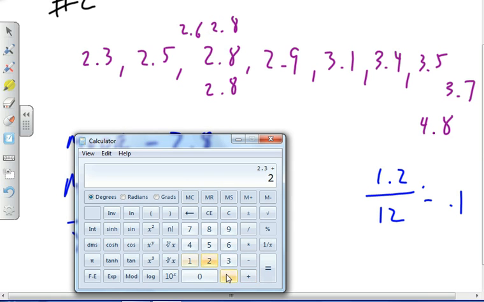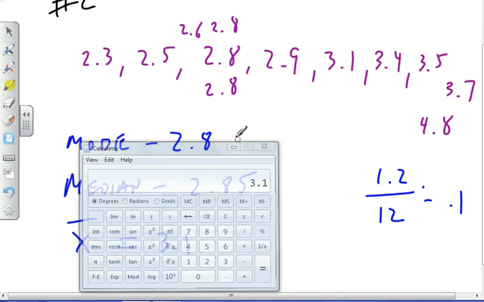2.3, 2.8, 3.4, 2.9, 4.8, 3.7, 3.1, 2.6, 2.8, 3.5, 2.5, 2.8 equals, divided by 12, 3.1. So, yeah, in order to do these types of problems, you will have to be able to use your calculator, not fat finger the keys over and over and over again.